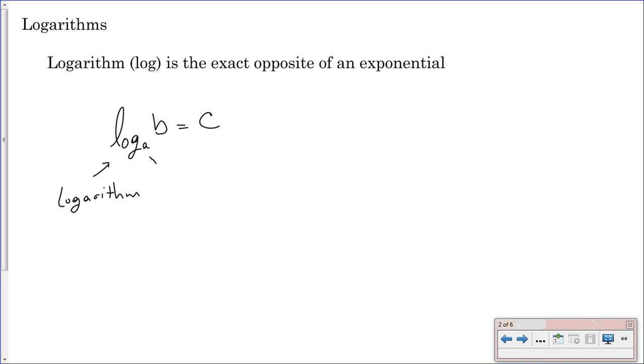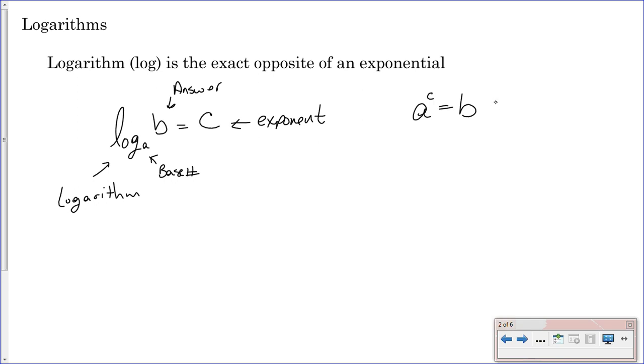This A here is your base number. The B is your answer to your exponential, and this C is your exponent. All right. Basically what that means is if this was written as an exponential, it would be A raised to C equals B. That's how you convert back and forth.